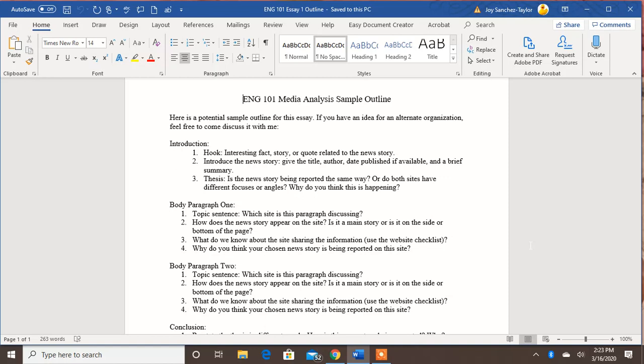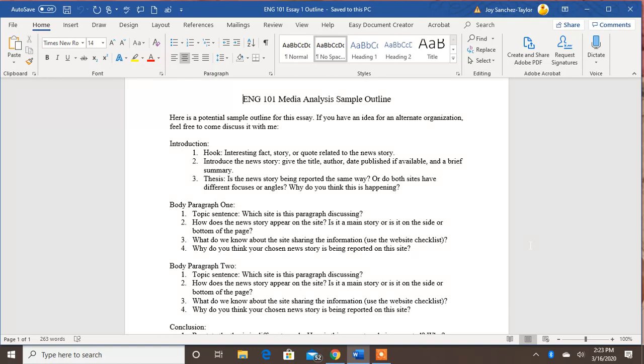How does the news story appear on the site? Is it a main story or off to the side? That's more information you can give about the story. What do we know about the site sharing the information? And that's where you use information from your media checklist. Why do you think your chosen news story is being reported on this site? That's the most important question.